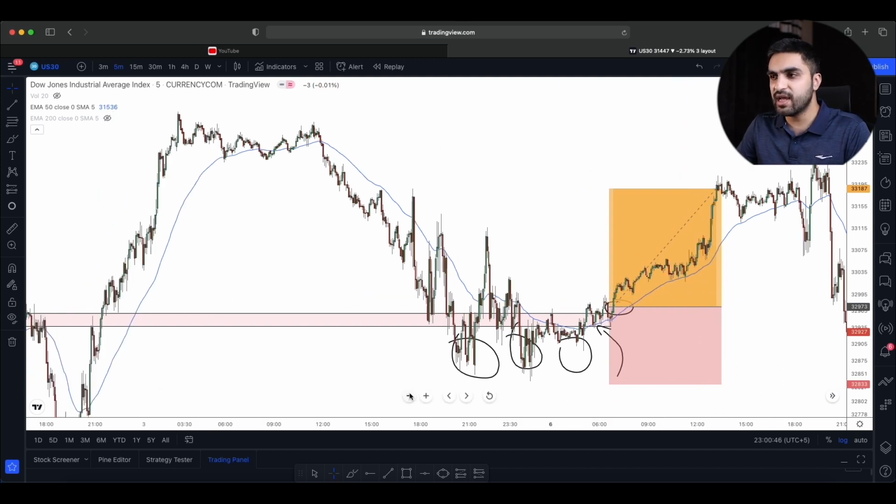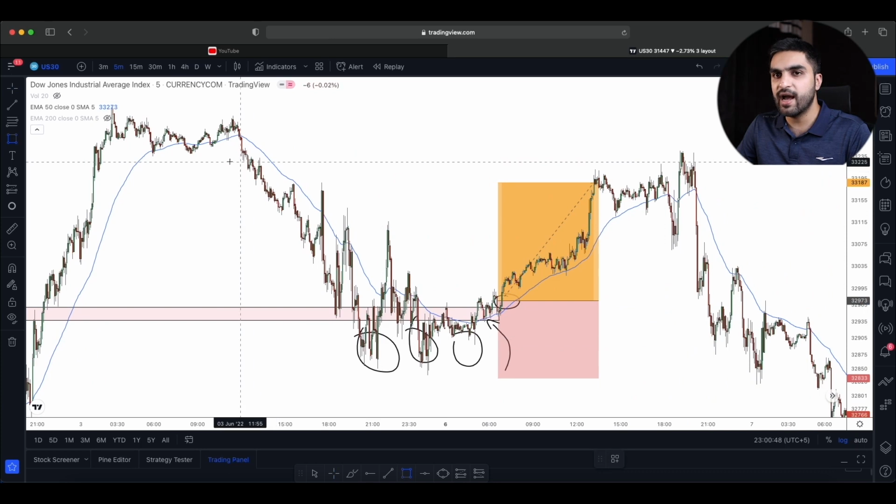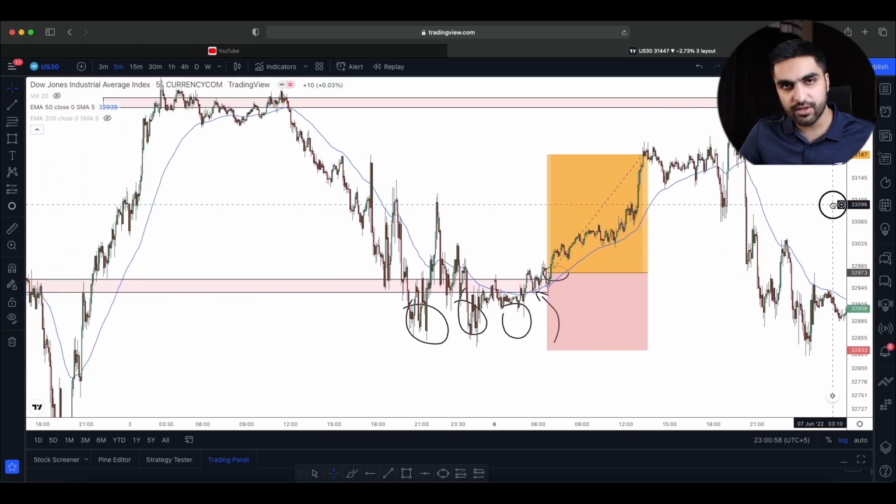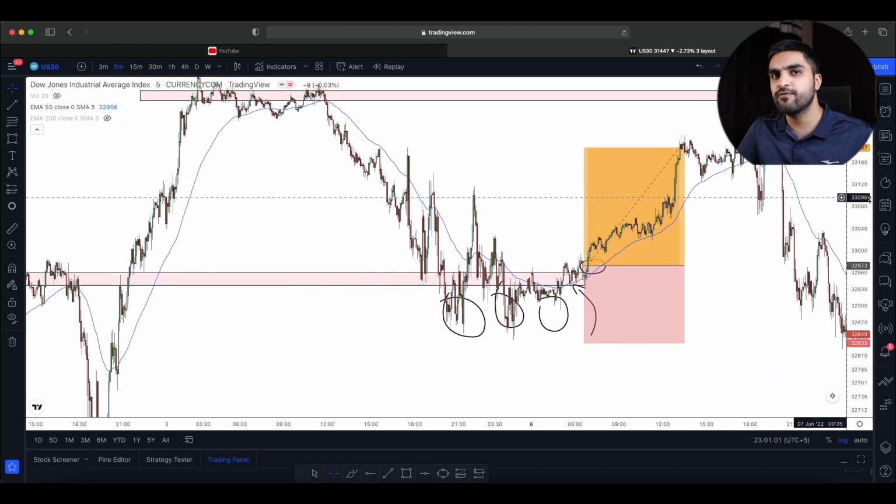You can see that this time the market never went towards our higher high area. Instead, it just reversed from some level and started dropping to the downside. So it is always recommended to put your target at 1.5 risk reward ratio.